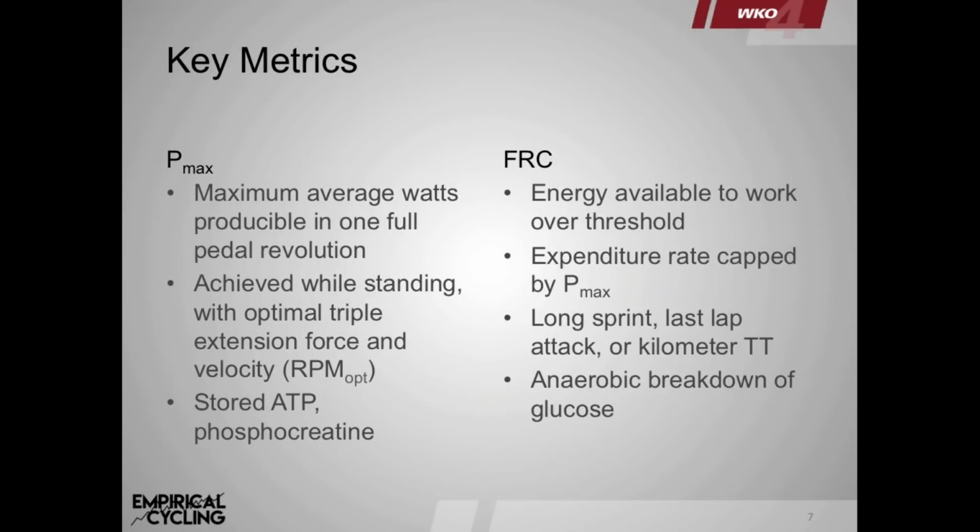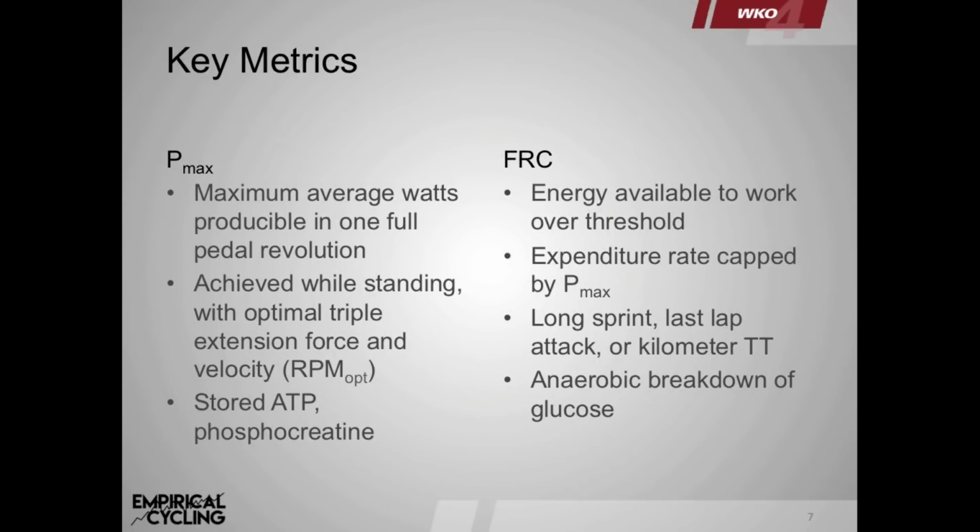So a little bit of review. We have key metrics. So we have Pmax. Pmax is the maximum average watts producible in one full pedal revolution. This is achieved while standing with optimal triple extension, force, and velocity. What I'm talking about with triple extension is hip, knee, ankle. So 3 joints extending at optimal force and velocity, not maximal, optimal. RPM optimal here, I'll show you guys how to find that in a little bit, is the cadence at which you will hit your Pmax.